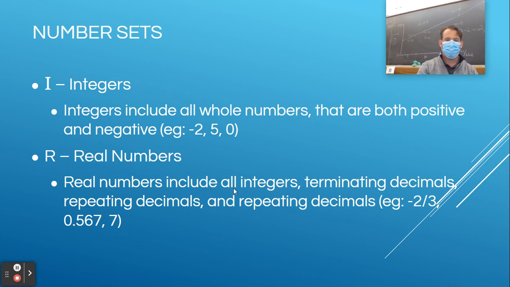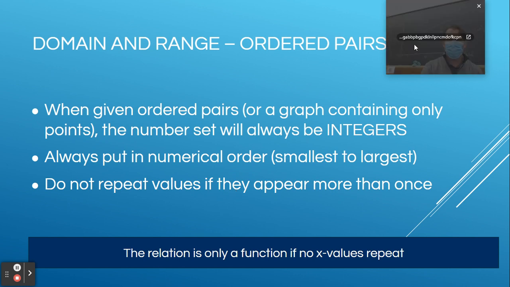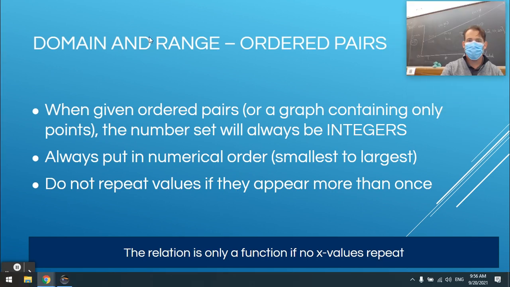We're going to continue on. So now, ordered pairs. If we're writing about ordered pairs and looking at domain and range, when the number sets that we're given are integers, then the domain and range are going to be integers if we're looking at a table of values. We want to arrange them in numerical order when we write down the domain and range, and we don't want to repeat values if they appear more than once. Okay? And remember, it's only a function if no x values are repeated on that table of values.